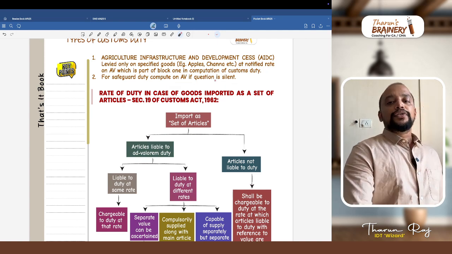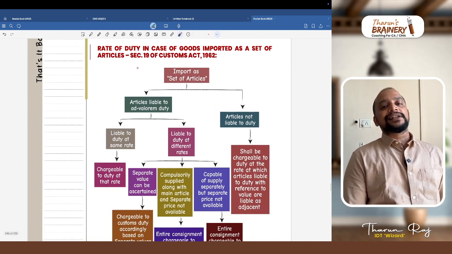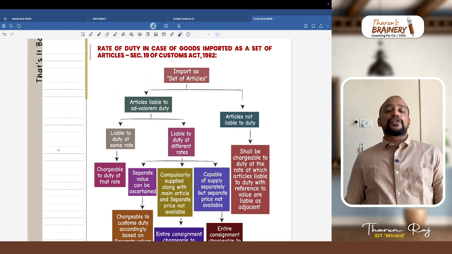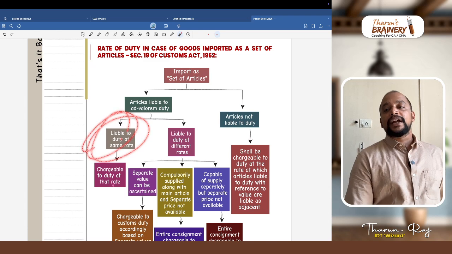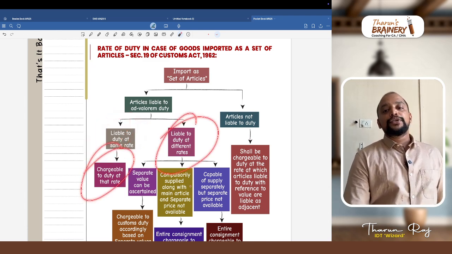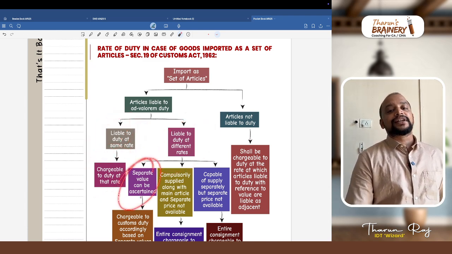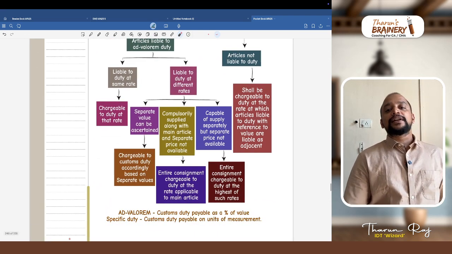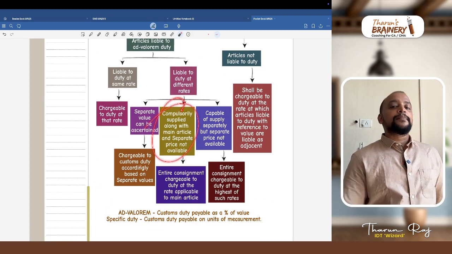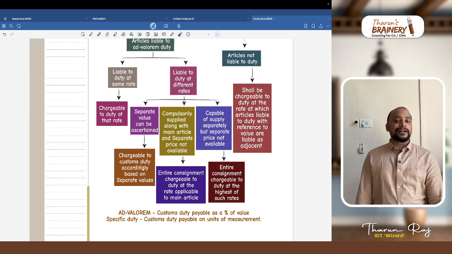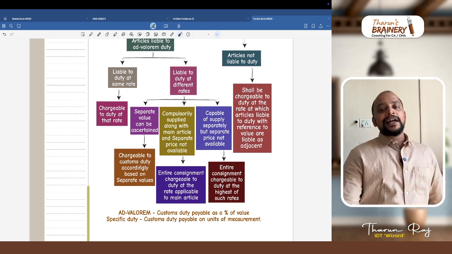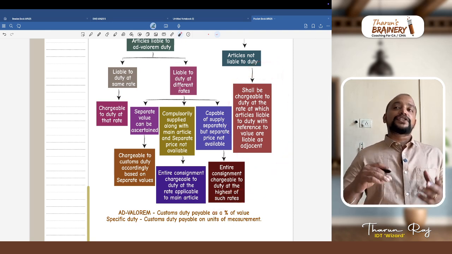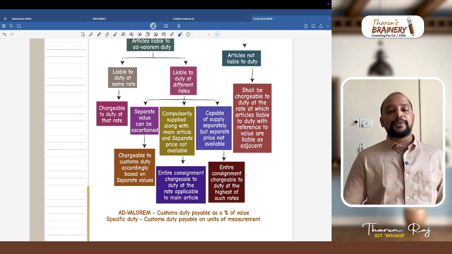Then rate of duty in case of goods imported as a set of articles, section 19. Suppose you are importing a set of articles. If the articles are liable to ad valorem duty at the same rate, no issue, chargeable at that rate. If liable to different rates and separate values are ascertainable, accordingly we will pay. Suppose if it is not ascertainable, a single value is there, but it is a compulsory article supplied along with the main article, then we will take the rate of the main article. Otherwise, the entire consignment will be chargeable at the highest rate. Even articles which are not dutiable will become dutiable because of this.